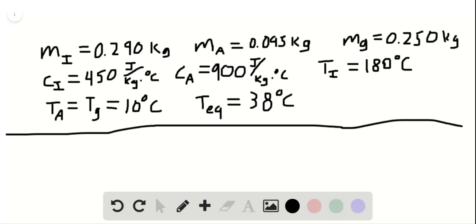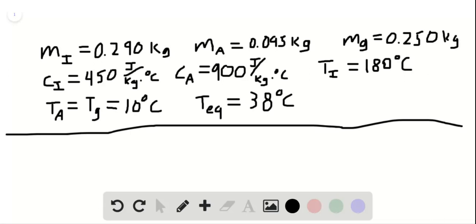Our question says that we have a mass of iron that is 290 grams or 0.290 kilograms at a temperature of the iron, which I call T sub I, of 180 degrees Celsius. And it's placed in a 95-gram aluminum calorimeter cup. So M sub A for aluminum is 0.095 kilograms. And then it contains glycerin, M sub G, of 0.250 kilograms. And both of those have a temperature of 10 degrees Celsius.